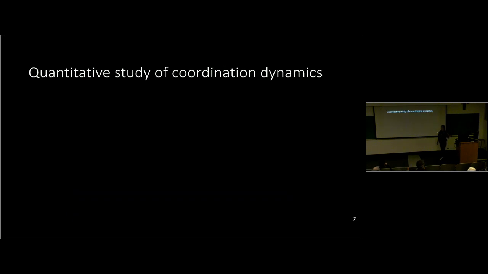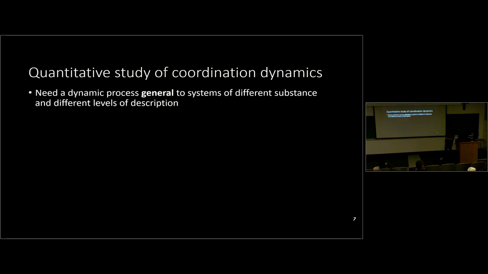So the fun part has been done. Now I think, okay, I need to quantitatively study this stuff. What are the laws of coordination, and under what conditions can they give rise to this kind of complex systems in principle? At first I need to think of a dynamical process that is general enough that it can transcend multiple levels of description. It's not substance specific, it's not level specific.